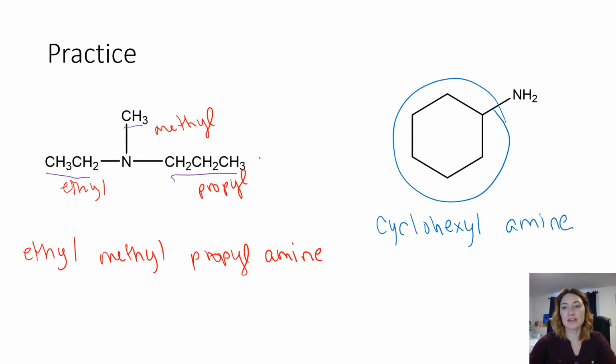Okay, and this nitrogen could have 2 other groups coming off of it. In this case, it does not. Again, you're just alphabetizing with the first letter in the name. So even though it's cyclohexyl, you would use a C in that, and you would alphabetize it as a word that starts with C.